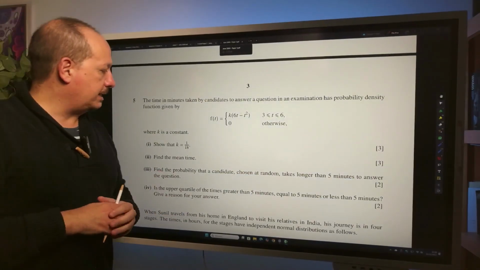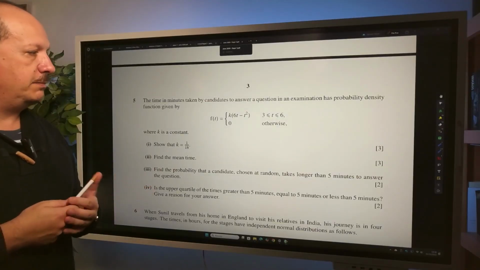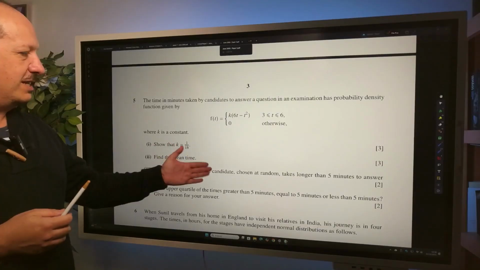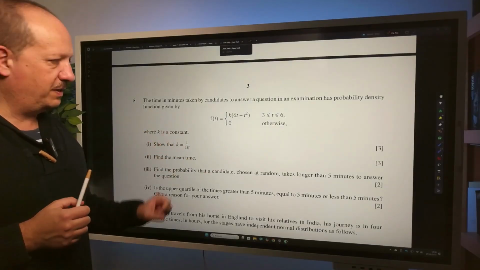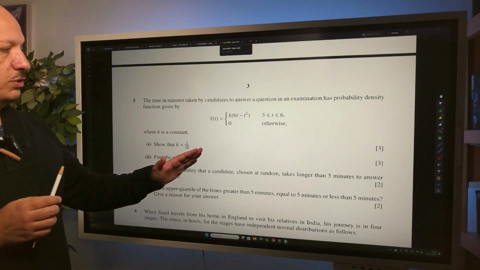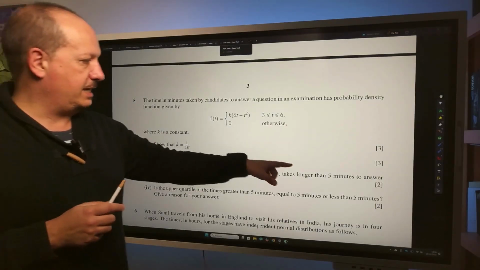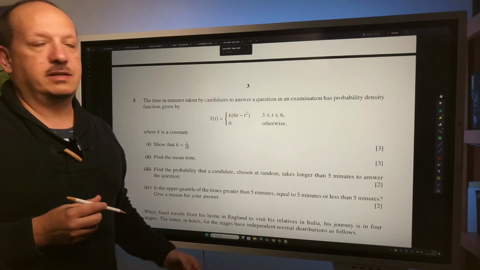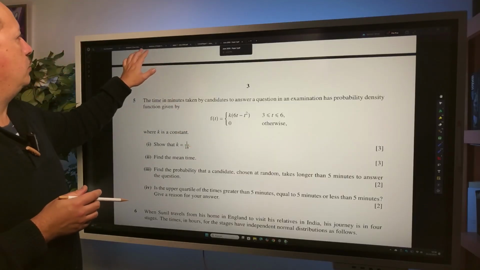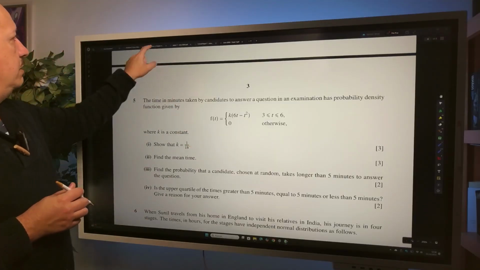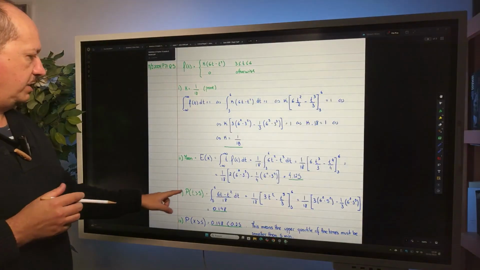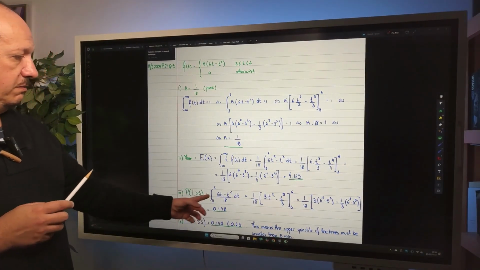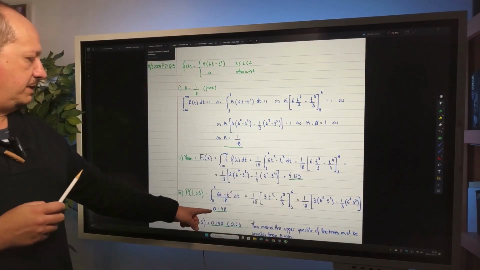Find the probability that a candidate chosen at random takes longer than 5 minutes to answer the question. As you can see, this is the same question as on the previous exam. So you want to calculate the probability that t is bigger than 5 and obviously smaller than 6. So these are going to be the limits of integration of your answer. Integral between 5 and 6 of the function. Solve it, and there you have it.